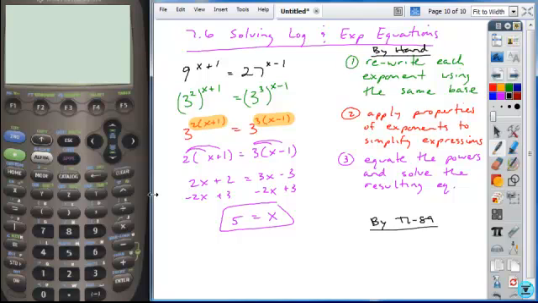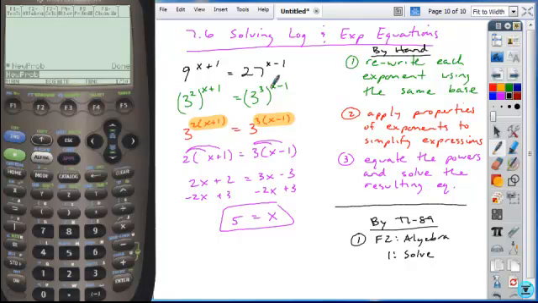All right, so the other way, using your TI-89, really involves just one step, and that is use the F2 algebra tab, select solve, enter your equation, and that's it. So this is what my expectation is you guys will be doing for these. Again, if you want to do it by hand, you can, but I'll verify.